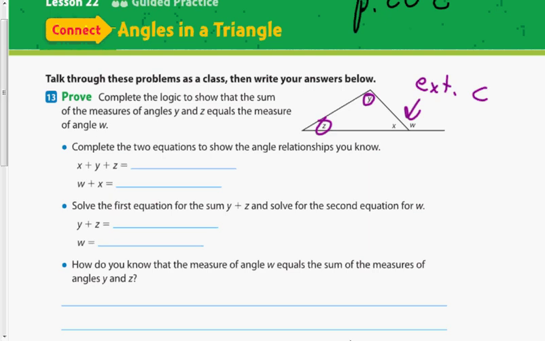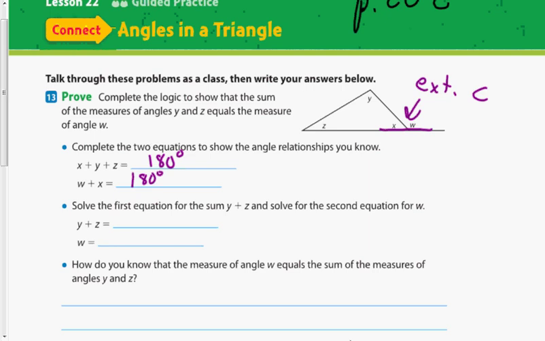X plus y plus z. What do we know about x plus y plus z? Those are the ones on the inside. Those are all equal to 180 degrees, right? Angles inside of a triangle add up to 180 degrees. What about w plus x? W plus x are these two right here next to each other, and they actually form a line, and if a line is 180 degrees, those two added up should equal 180 degrees.